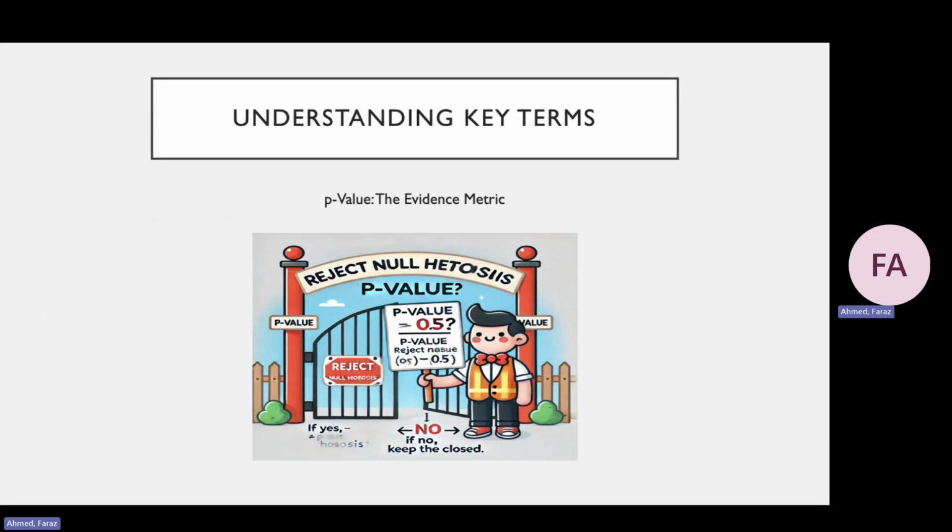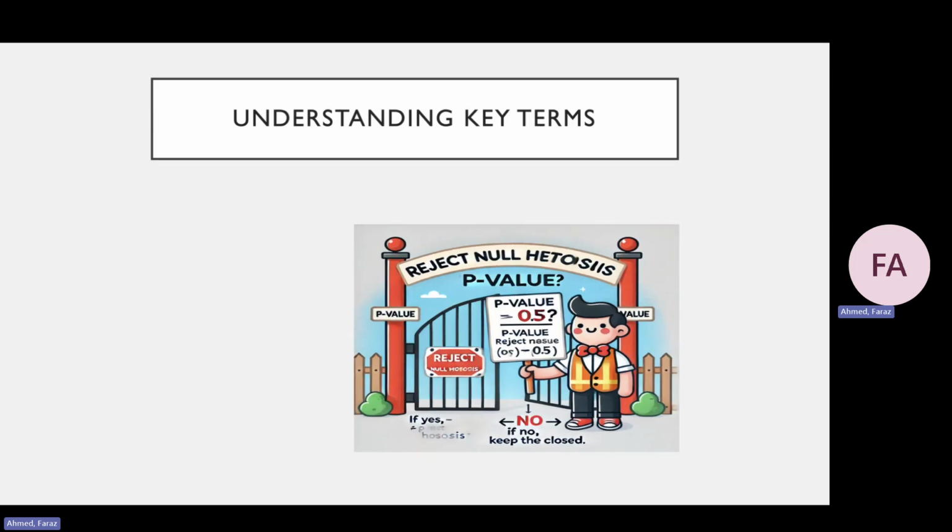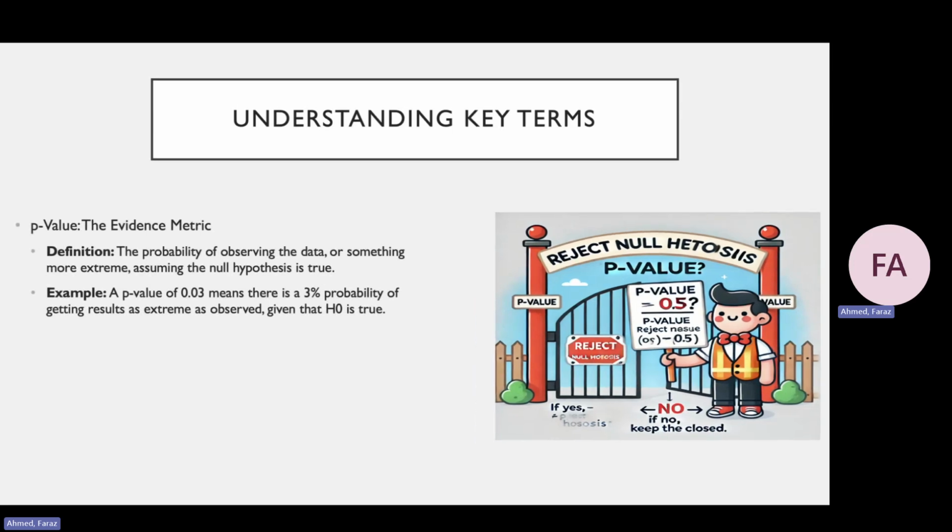The p-value. The p-value is like a statistical gatekeeper. It tells us how likely it is to observe our data, or something more extreme, assuming the null hypothesis is true. If this value is smaller than our predetermined threshold, which we often take as 0.05, we say, okay, the evidence is strong enough and we reject the null hypothesis.